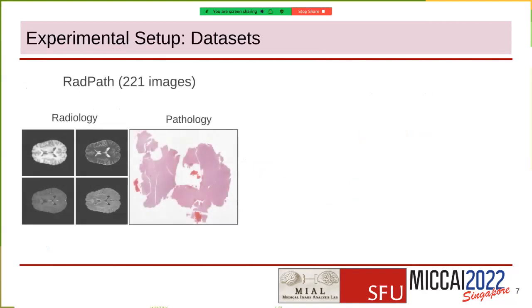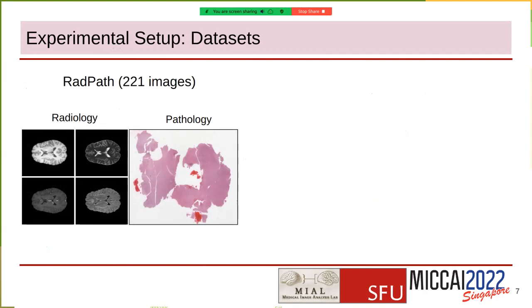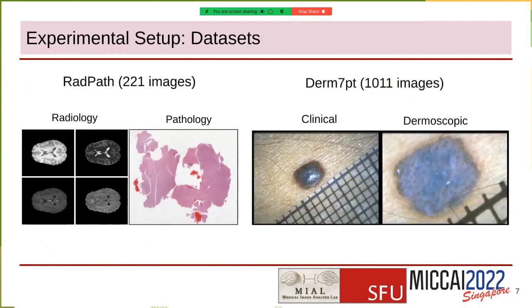In our experiments, we make use of two datasets. Firstly, the RADPath, which contains 221 paired images from radiology and pathology. Secondly, we have the DERM 7-point dataset, which has around 1,000 paired images of clinical and dermoscopic skin lesions.